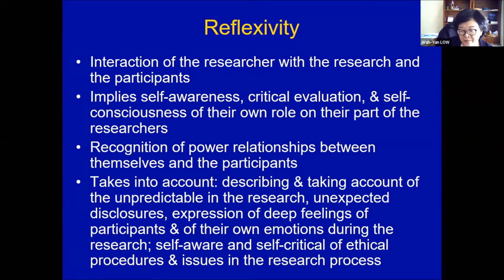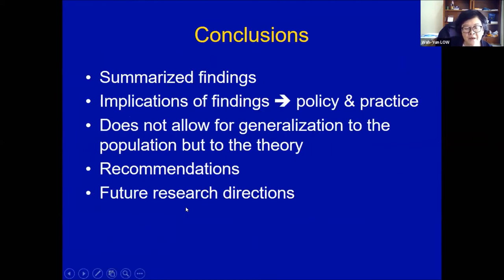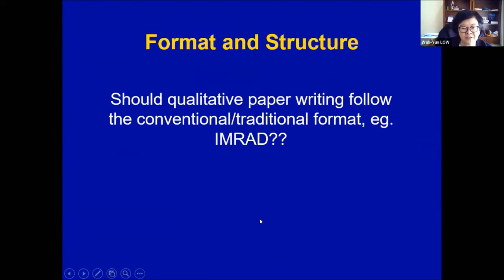Sometimes we get surprises in research when we are doing data collection, and so you need to reflect upon all these surprises as well. And so you do need to summarize your overall findings, and the implication of your findings. I'm in the results section. You don't allow for generalization to the population, but to the theory. You recommend whatever future research and future direction.